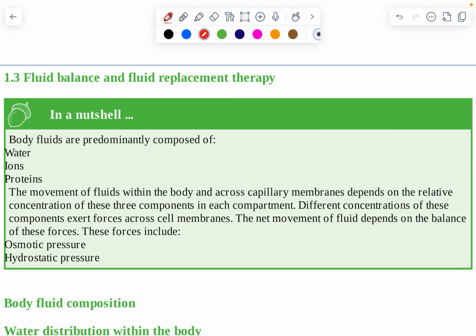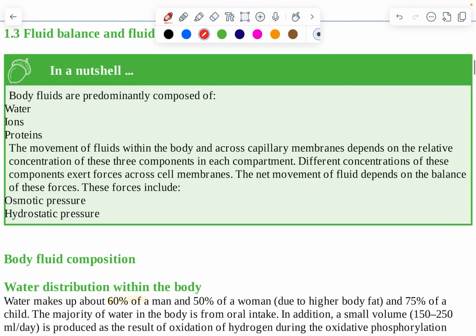So, coming to the next part, fluid balance and fluid therapy. Body fluids are predominantly composed of water, ions, and proteins. The movement of fluid within the body across the capillaries depends on the relative concentration of three components: water, ions, and proteins. These three components are important.